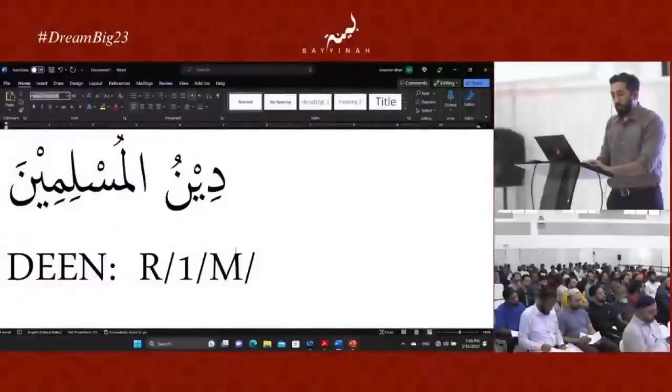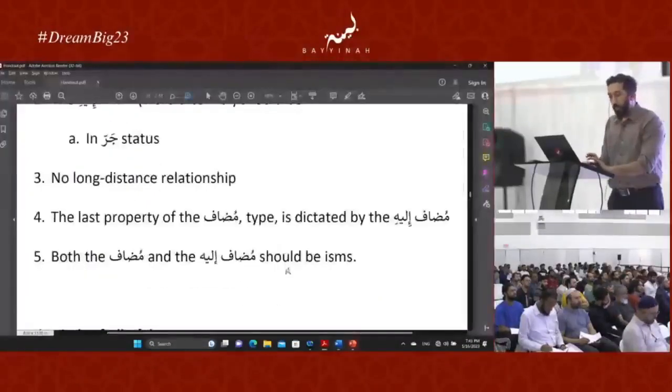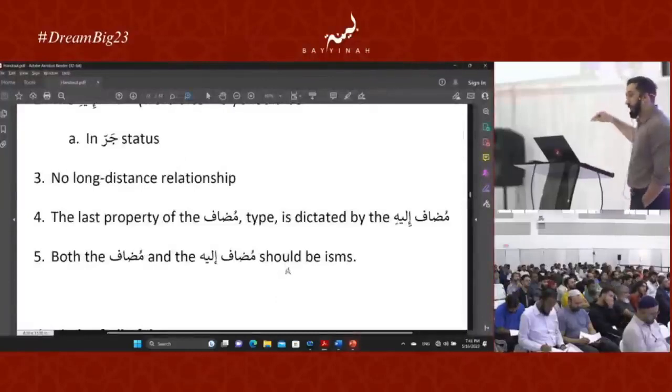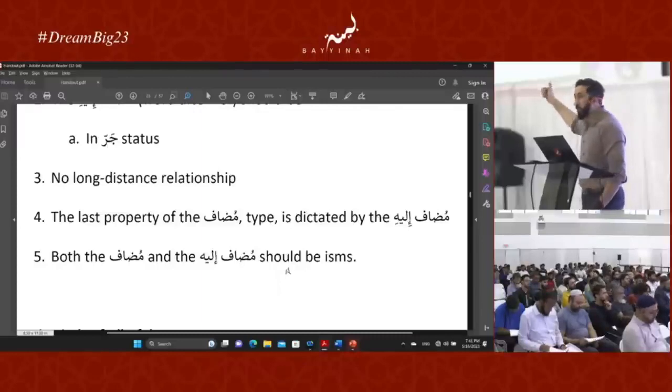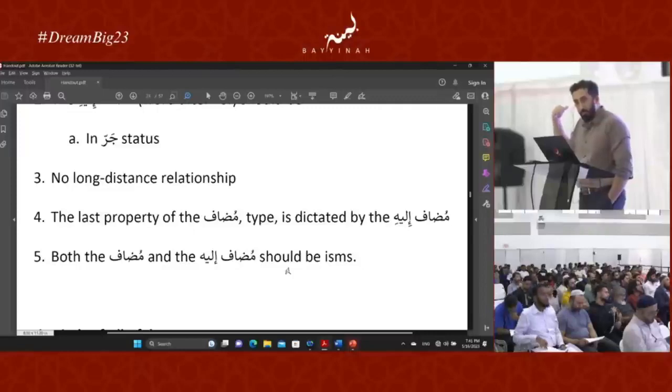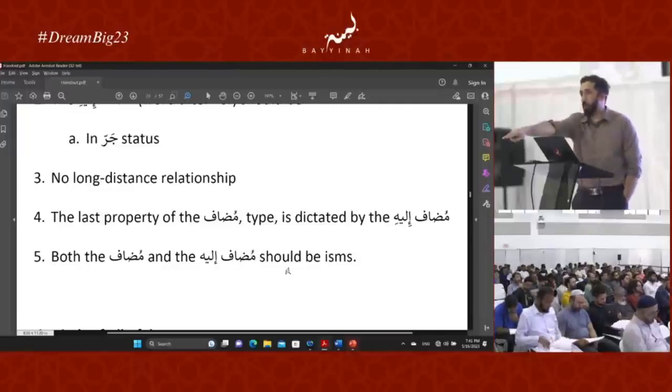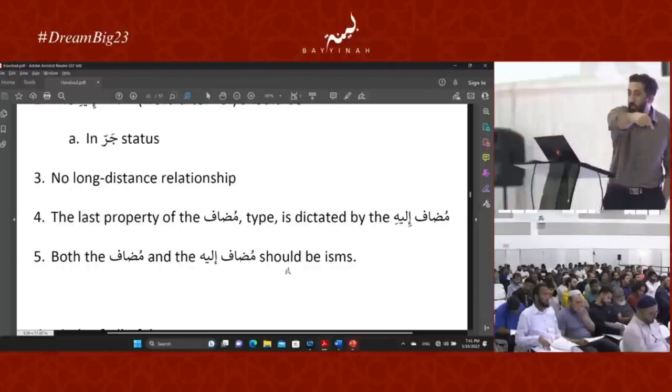So where do I get the type from? The type means common or proper. I get it from the mudhaf ilayh. And what's my answer here? Based on what? Al. Ooh, that's a stylish proper. Okay, proper. Now go back to these notes. The last property of the mudhaf, type, is dictated by the mudhaf ilayh. Is that making sense now? Okay. 3 properties you can tell. The 4th one, you got to go to the mudhaf ilayh.